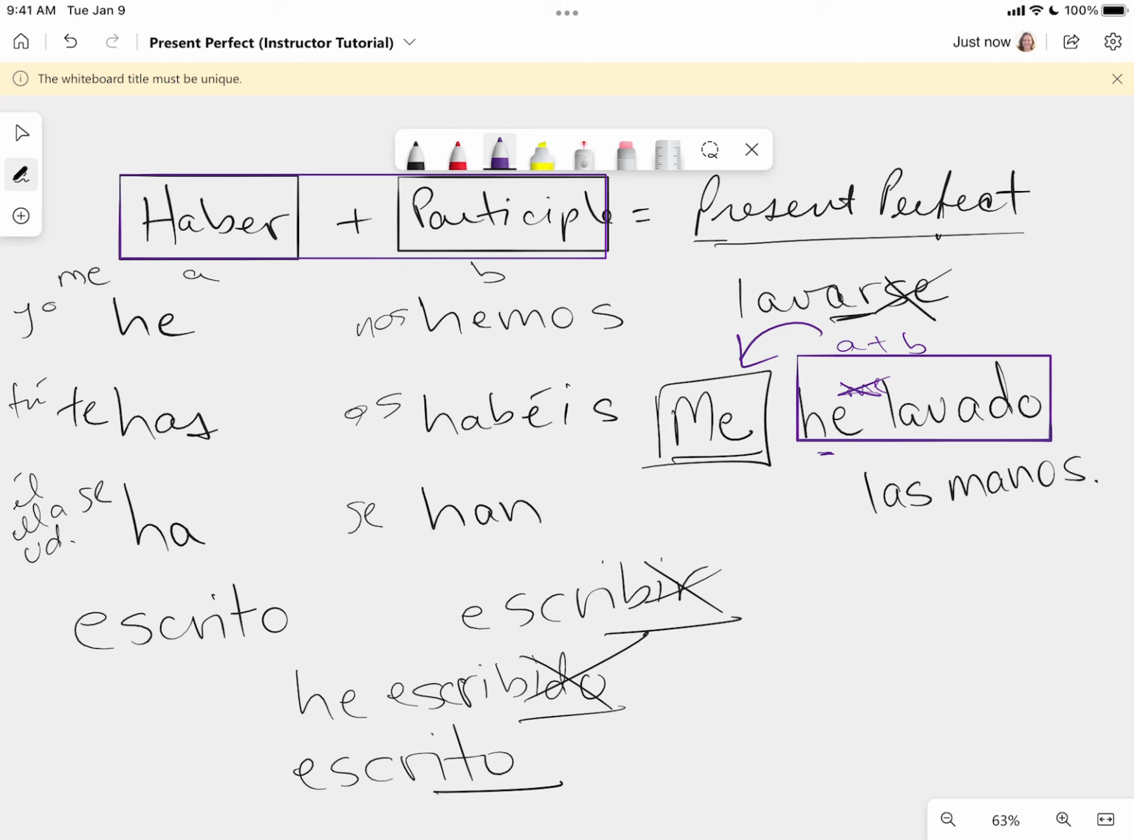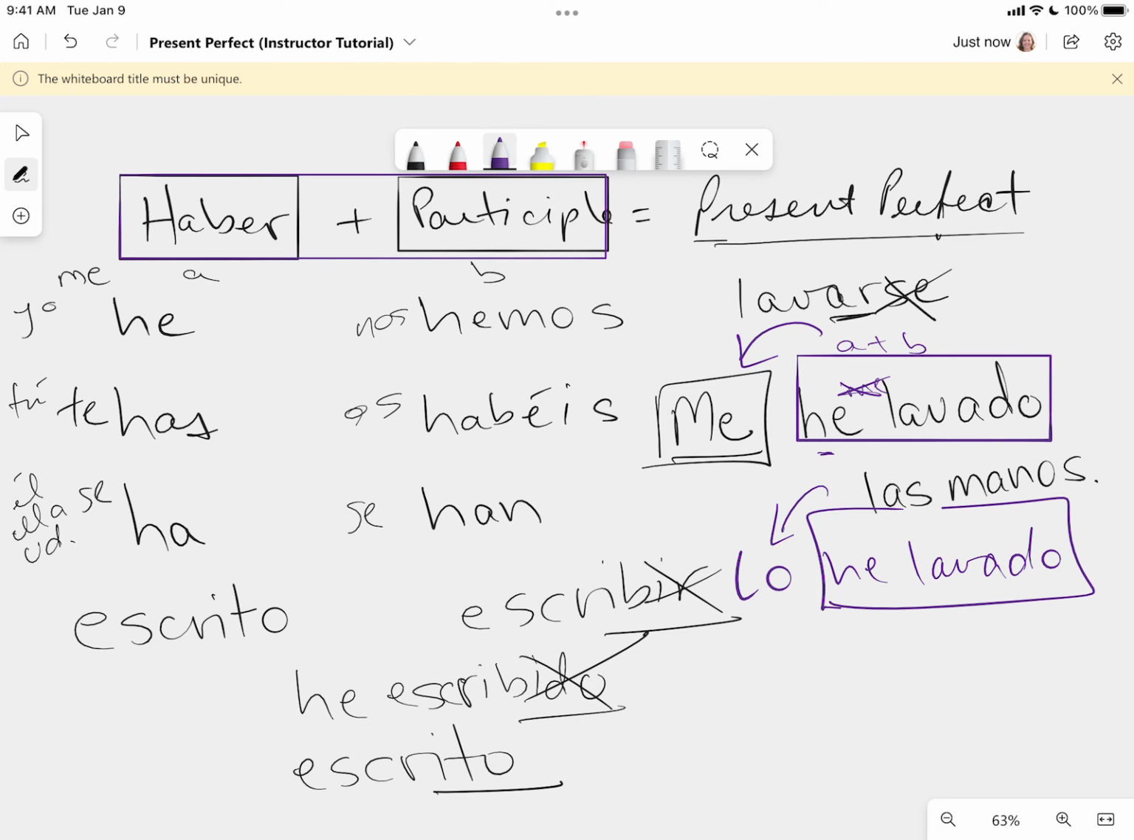Maybe you want to say, I have washed it, for example, referring to el coche. Lo he lavado. I have washed it. Again, he lavado is going to stay together, right? The lo is going to come before haber. All right, that's what they mean when they say that pronouns will not come in the middle of the haber and the participle. All right, I think that's it.